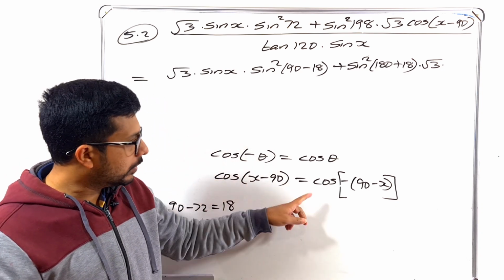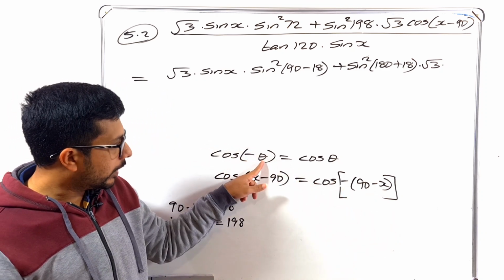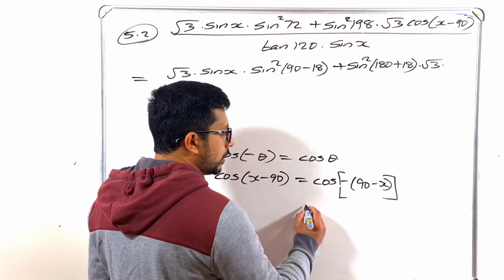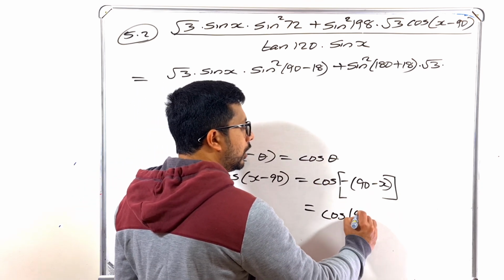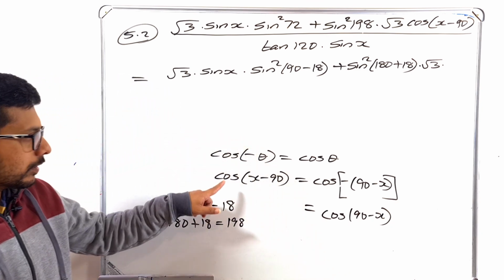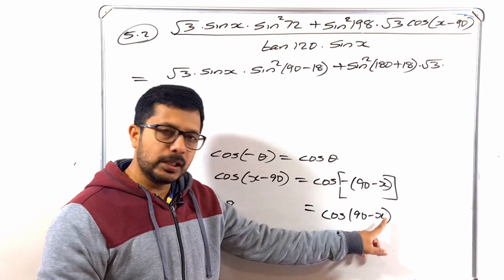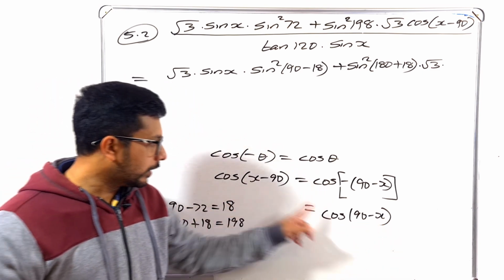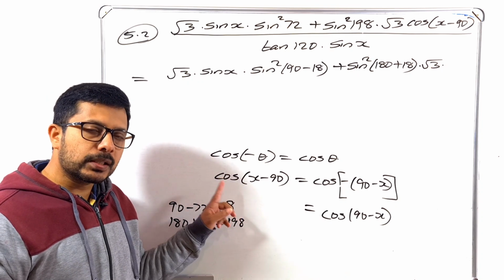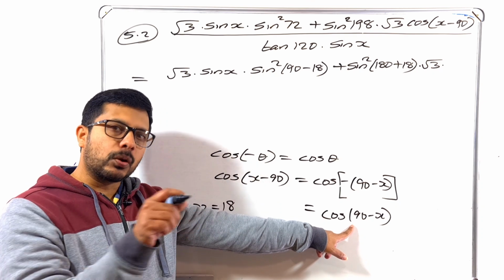Okay, so now look at this one. Cos of minus an angle is the same as cos of that angle, positive. So this one is the same as cos of 90 minus x. So try to understand like this: cos of x minus 90 is the same as cos of 90 minus x. You can write it like this only if here it is cos. If here it is sine or tan, don't write it like this. Okay, then there is a minus outside.